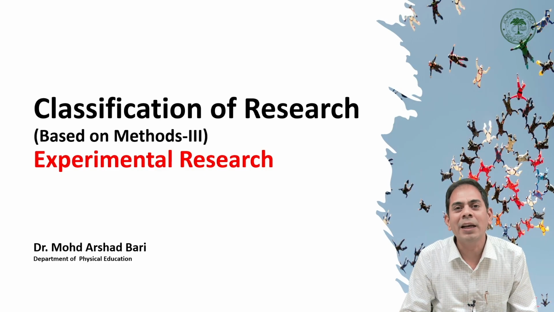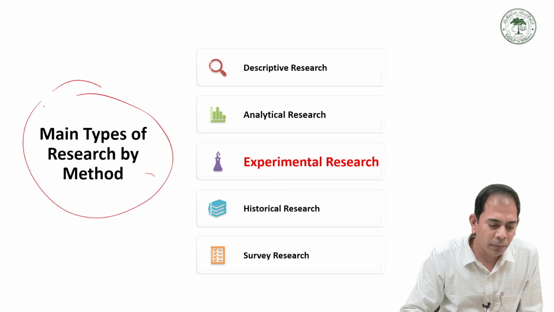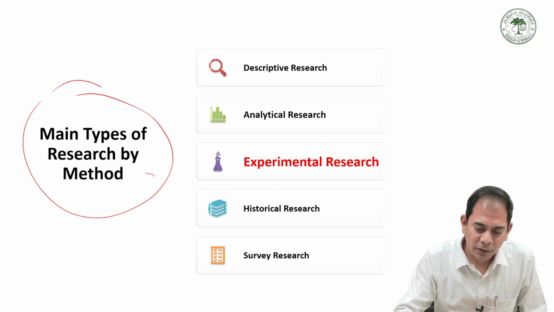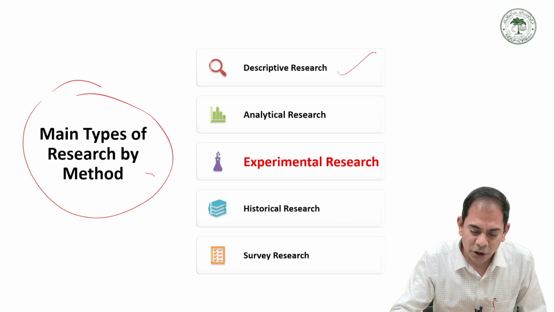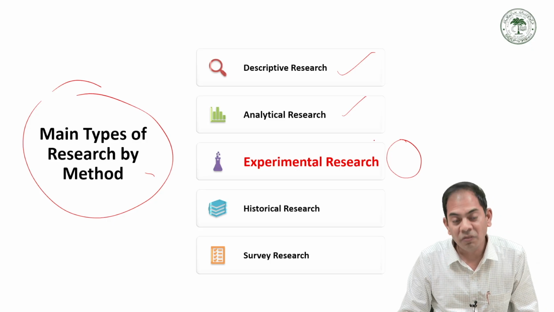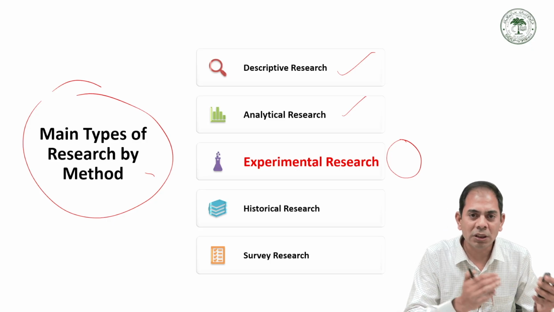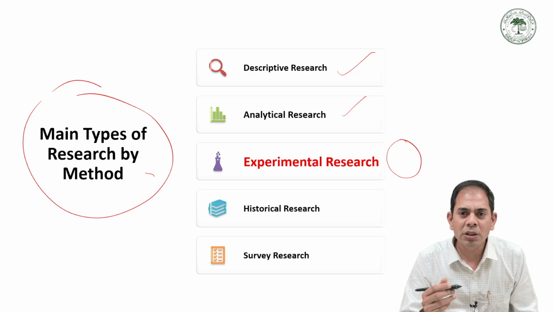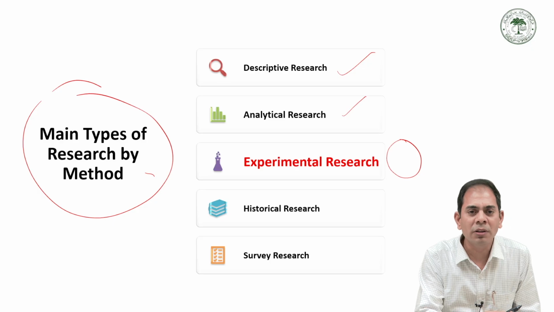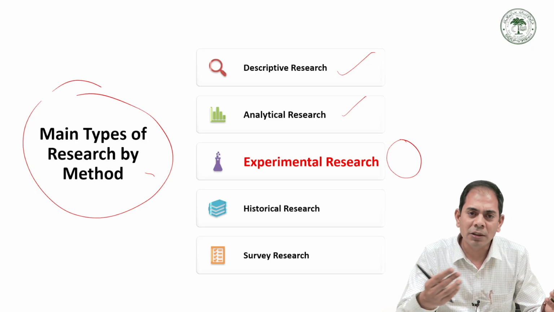So let me start the experimental research method. We already discussed the types of research methods, like descriptive research and analytical research. Now we will discuss experimental research. Today we begin our discussion on experimental research, one of the most scientific and powerful methods, generally used in physical education and sports science, and especially in social sciences and sciences also.